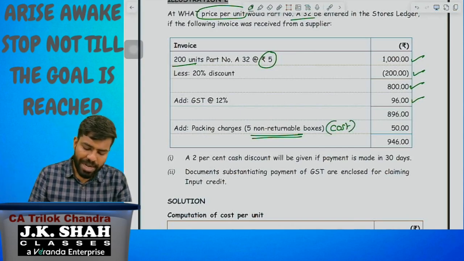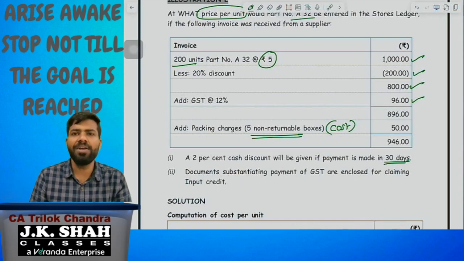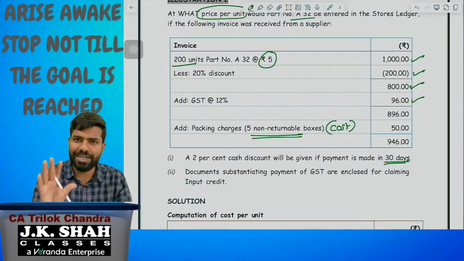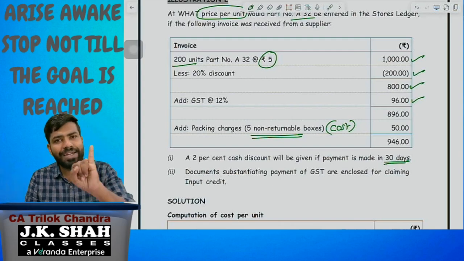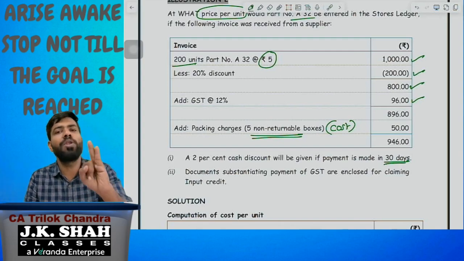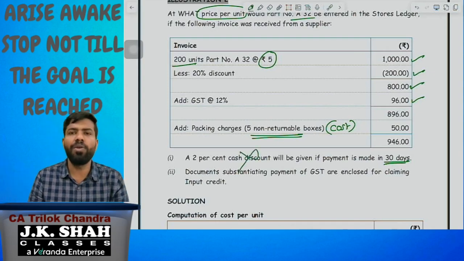Next, a 2% cash discount will be given if payment is made in 30 days. First of all, cash discount, are we going to allow it as a deduction? No, only trade discount and quantity discount will be allowed. Cash discount will not be allowed, so no need to consider this adjustment.